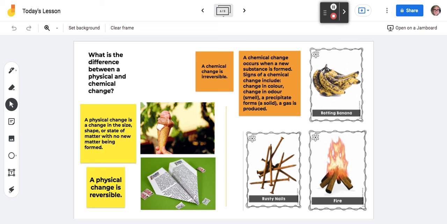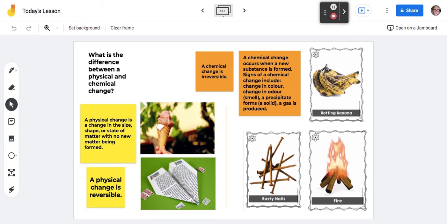Over here on the orange sticky notes, we have some information about a chemical change. So a chemical change is irreversible, which means that we can't change it back. So in the case of fire, once we burn wood and it changes into fire and goes up into the air in the form of a gas, we cannot change the fire back into wood. So that's a good sign of a chemical change.